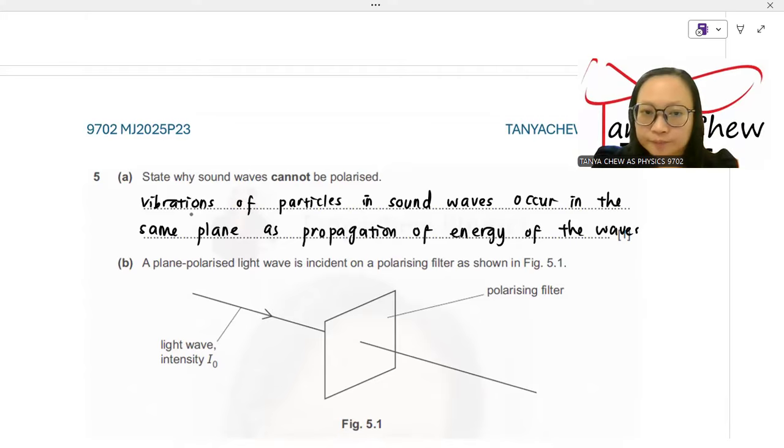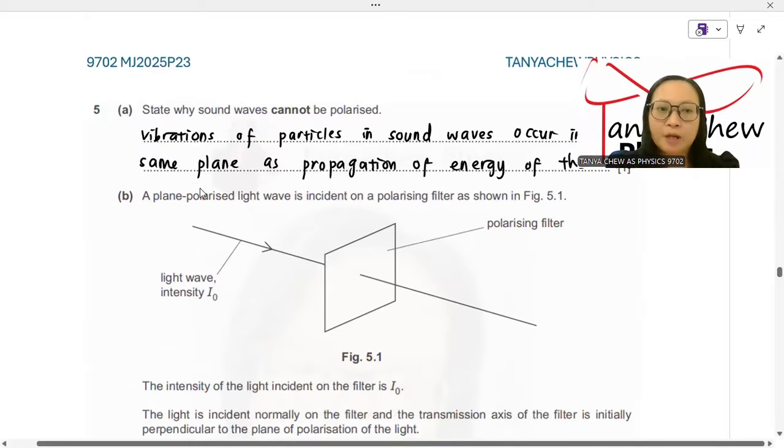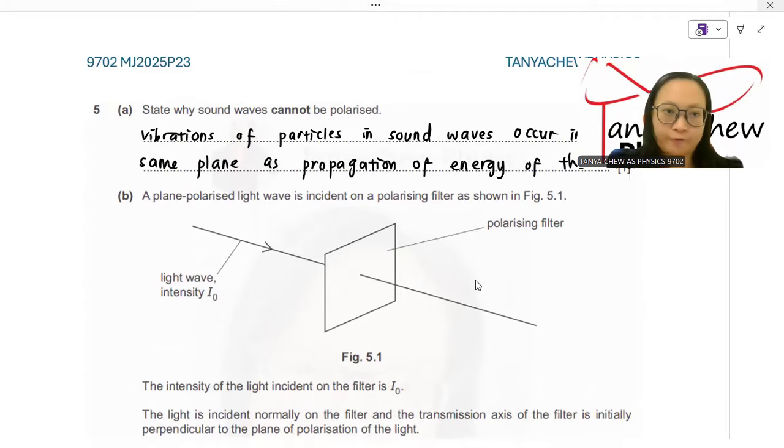Now, B, a plane polarized light wave is incident on the polarizing filter, as shown in Fig 5.1.